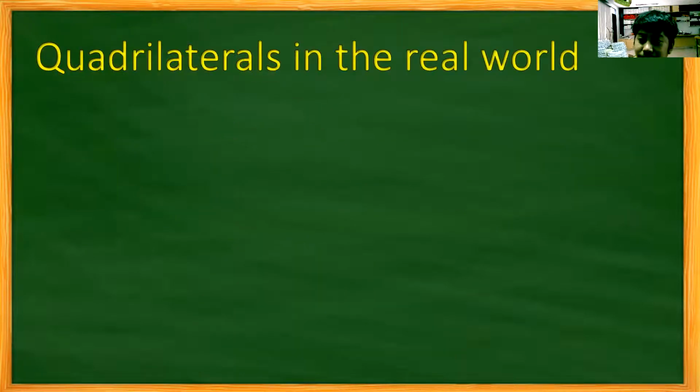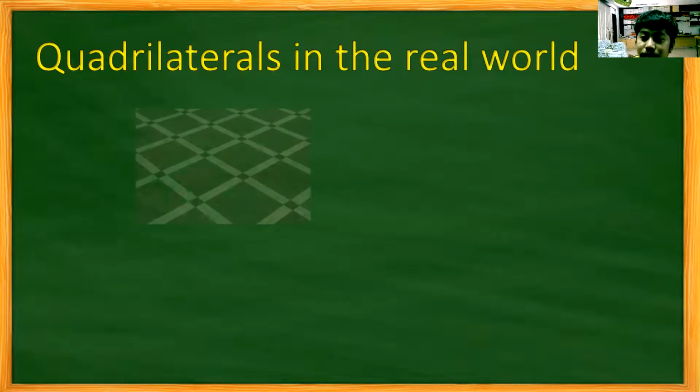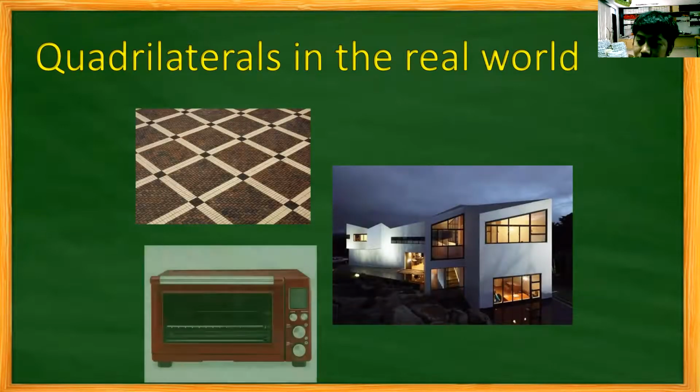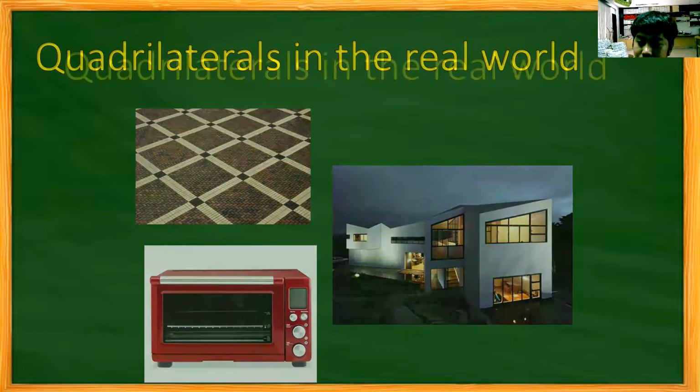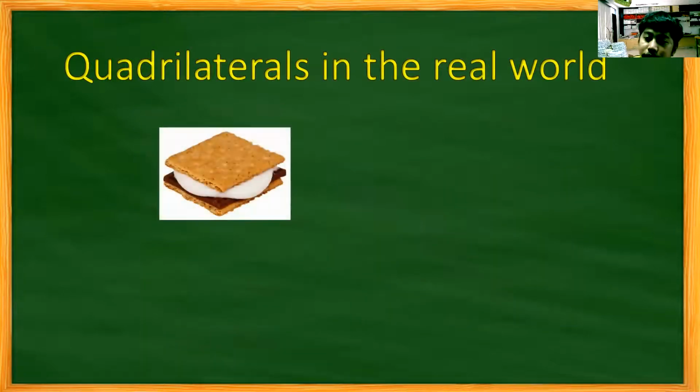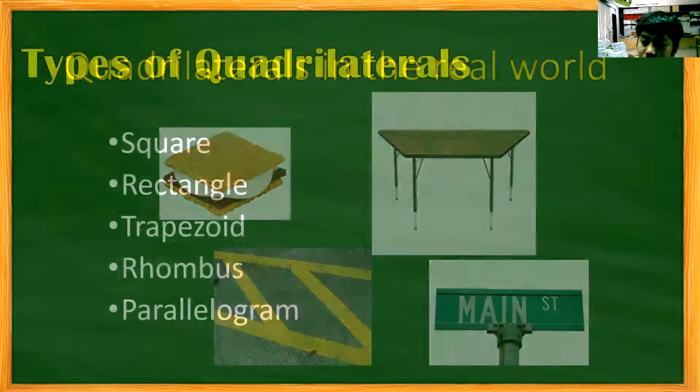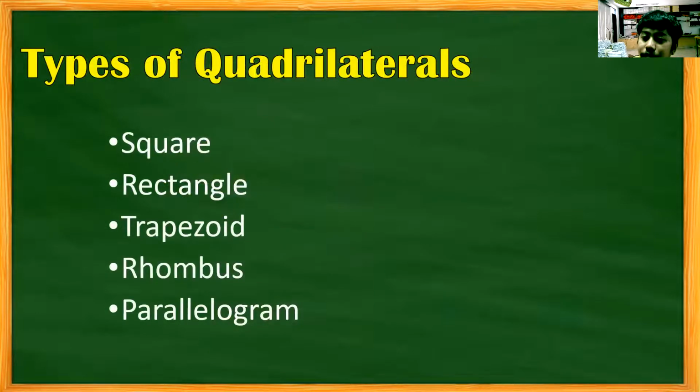Therefore, a quadrilateral is a four-sided polygon. This one is a quadrilateral. This one also. This one also. This one also. And that one. Okay. Square, rectangle, trapezoid, rhombus, and parallelogram.